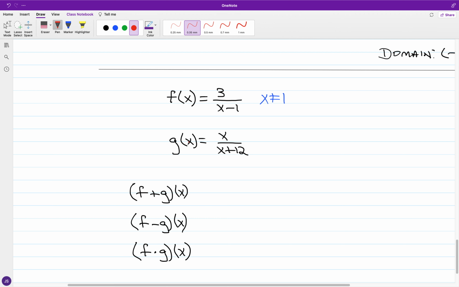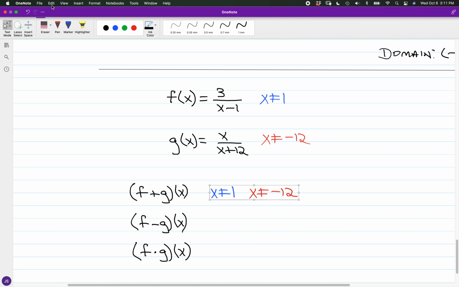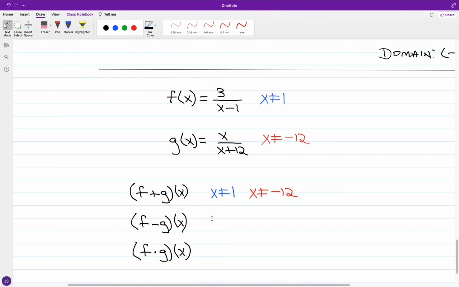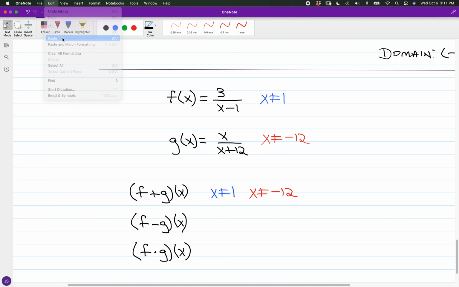For x over x plus 12, which defines g of x, the restriction is that x plus 12 cannot be 0. So x cannot be negative 12. And guess what? For the sum, difference, and product functions, we had to work with f of x, so x cannot be 1. And also we had to work with g of x, so x cannot be negative 12. So you have the same restrictions throughout these three operations.